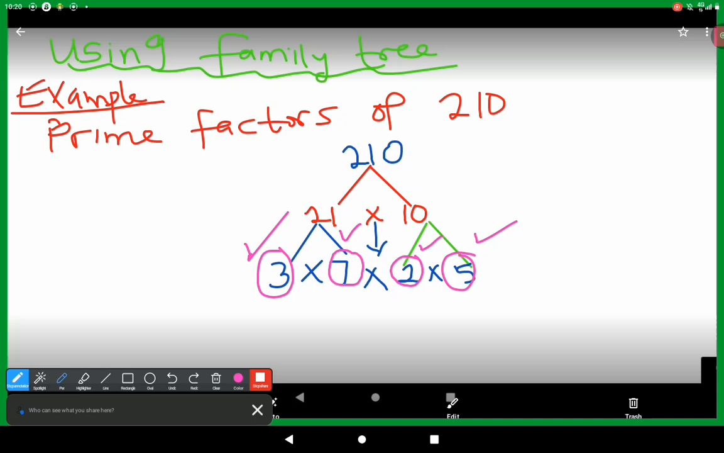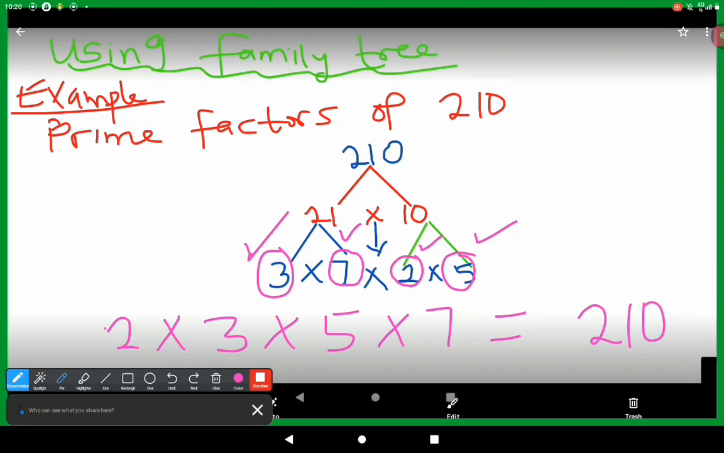Let's write the prime factors of 210 out. It's going to be, let's start from the lowest one, which is 2. 2 times 3 times 5, then times 7. If you multiply everything together, then you get 210. So if we ask you what are the prime factors of 210, then you should say 2, 3, 5, and 7.